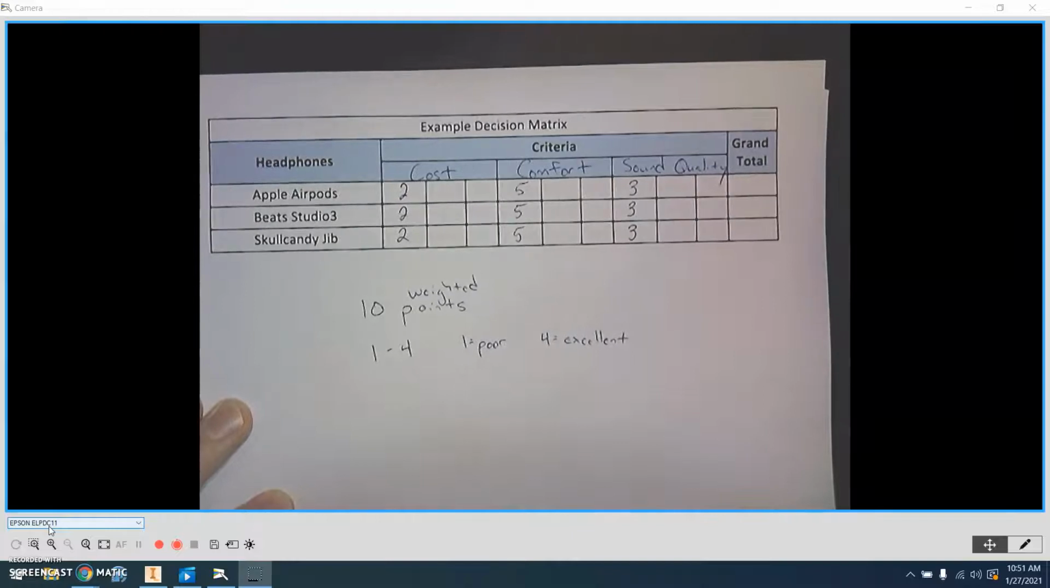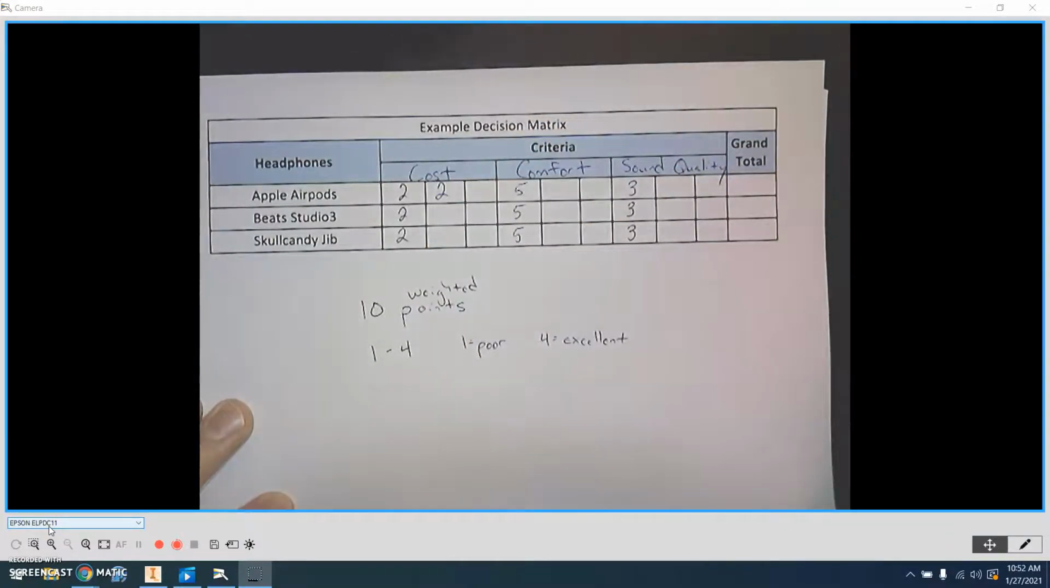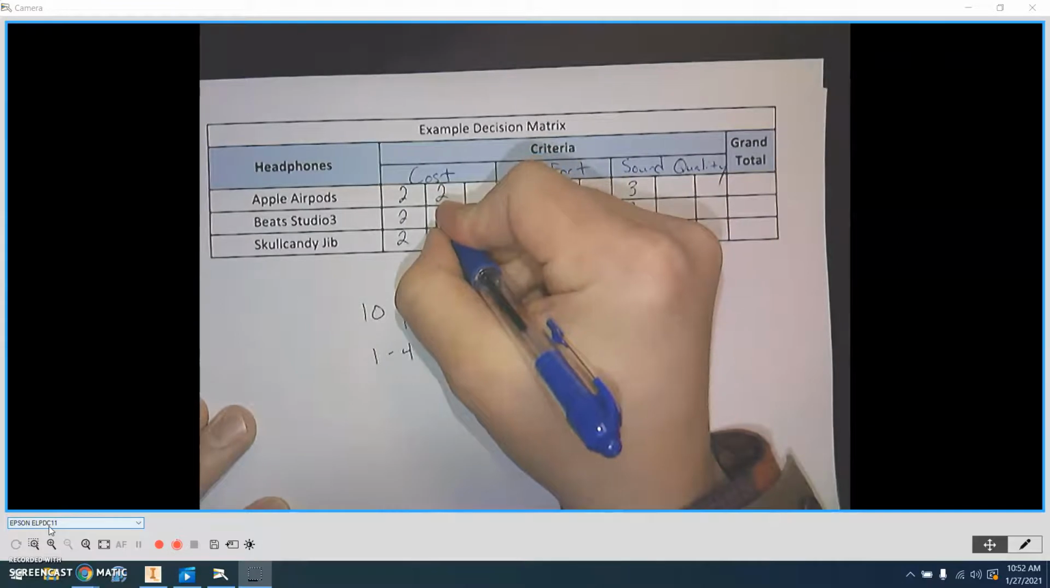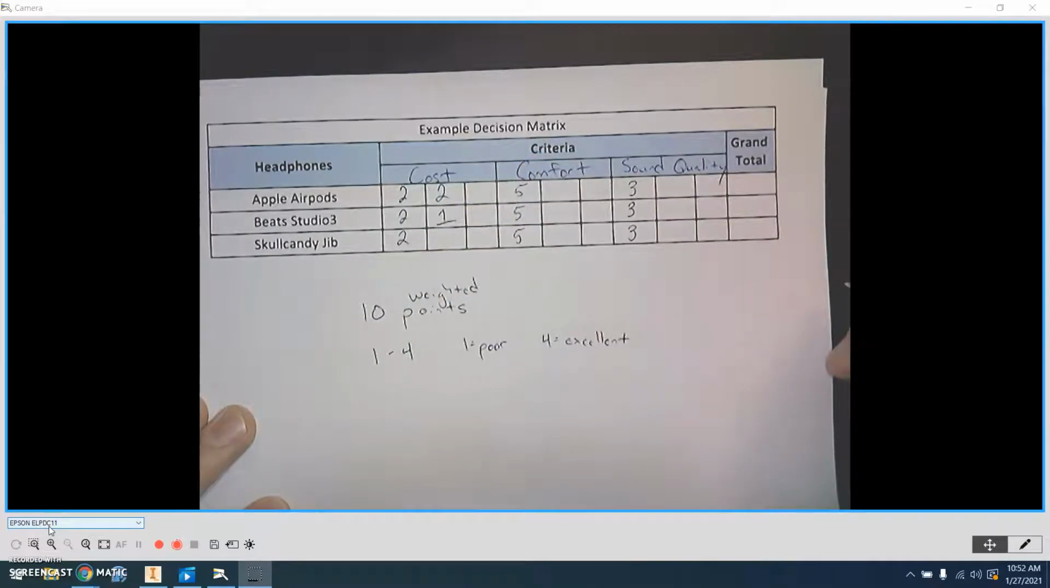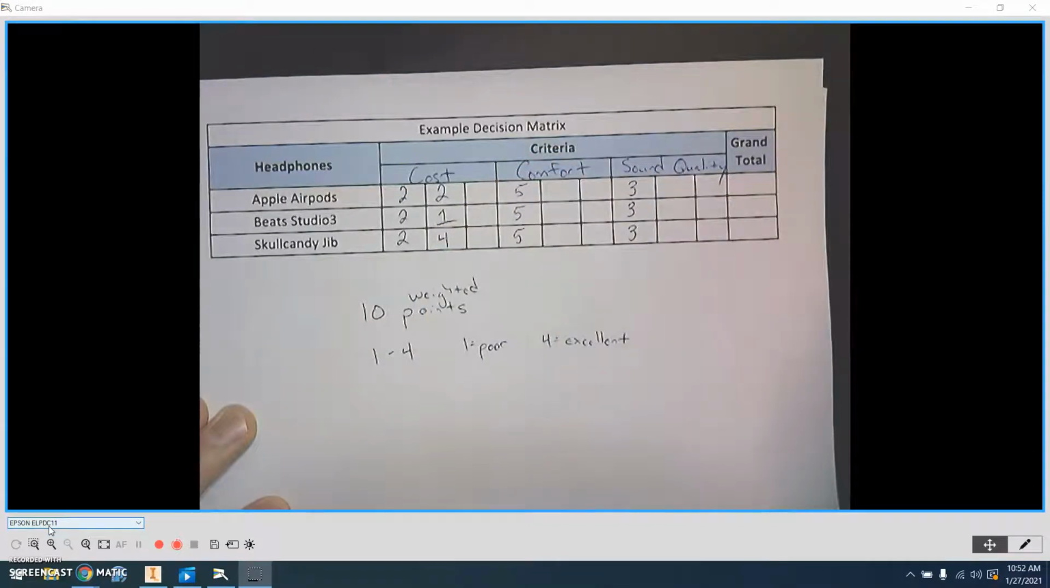I'm going to say the AirPods are fairly expensive. That's not a good thing, how expensive they are. So I'm going to give it 2 stars, basically. Think of that as stars. That's how I think of it always. The Beats are insanely expensive, so I'm just going to give them 1 star. Skull Candy Jib, those are incredibly cheap, so they're excellent cost-wise.